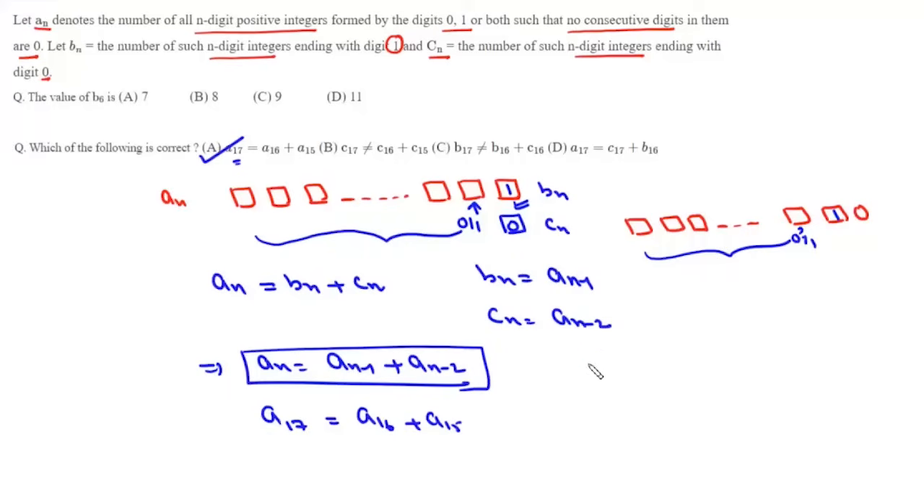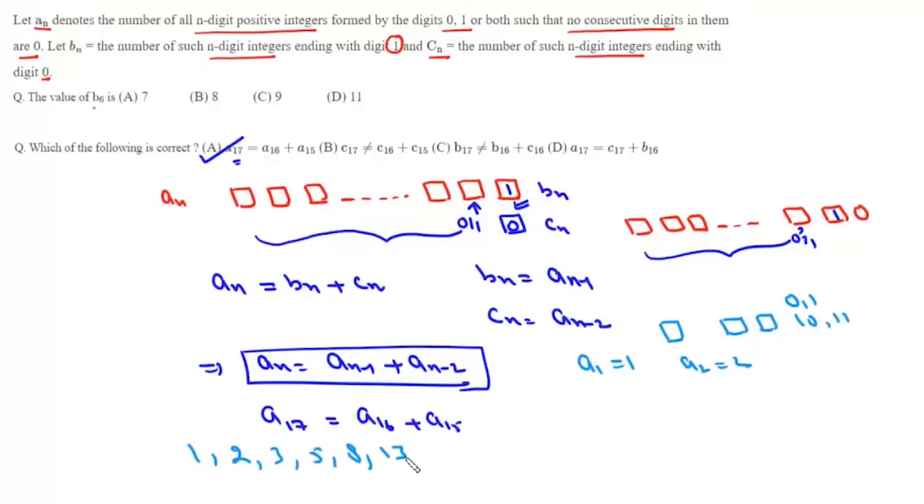Now if we find A1, this one digit number is simply 1. Now if we look at two digit numbers with 0 and 1 such that two zeros are not possible, it will be 1 0 and 1 1. So A2 will be 2. So the sequence will be 1 and then 2. 1 plus 2 is 3. 2 plus 3 is 5. 5 plus 3 is 8. 5 plus 8 is 13.